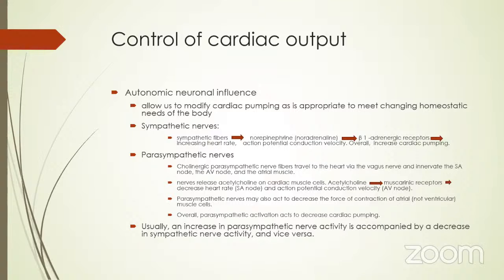Parasympathetic nerves carried by the vagus nerve mainly function by releasing acetylcholine on cardiac muscle, which interacts with muscarinic receptors, decreasing heart rate and action potential conduction velocity. Parasympathetic nerves may also act to decrease the force of contraction of the atria. Overall, parasympathetic action acts to decrease cardiac pumping.